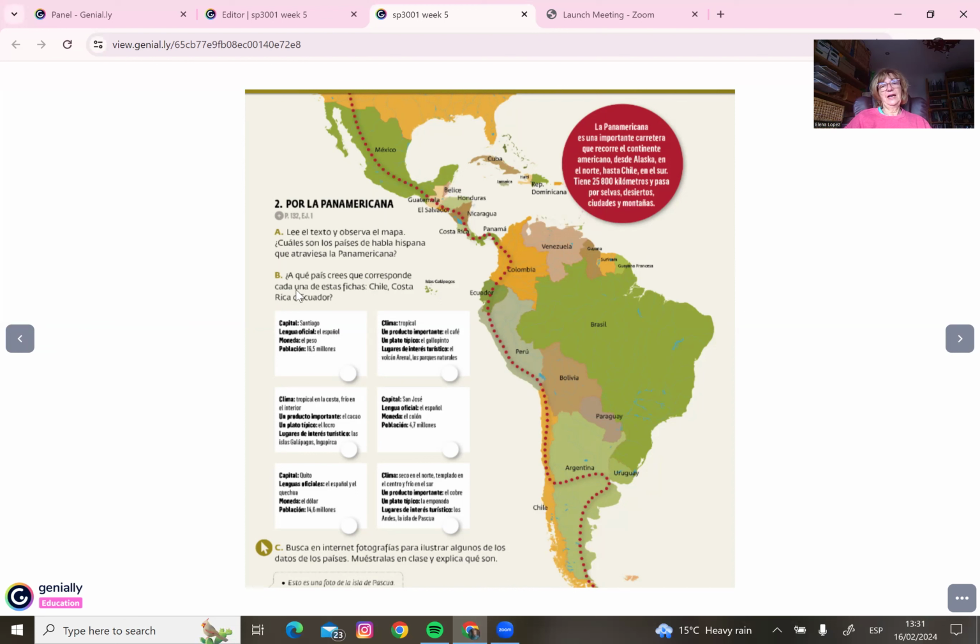So what we did in class was to find more information about 3 countries that are crossed by this long road, la llamada la Panamericana. Un país es Chile, otro país es Costa Rica y otro país es Ecuador. Chile, Costa Rica, ¿dónde está Costa Rica?